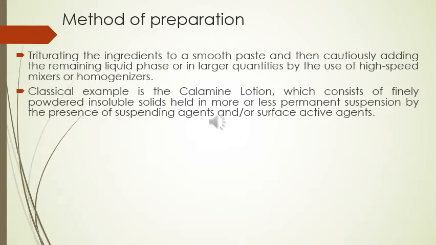Next, we come to the method of preparation of lotion. Lotions are prepared by simple trituration of ingredients to form a smooth paste, then cautiously adding the remaining amount of the liquid phase, and finally mixing it with high-speed mixers or homogenizers. The classic example of lotion is calamine lotion, which consists of finely powdered insoluble solids forming a more or less permanent suspension, which may be reconstituted by shaking because of the presence of suspending agents or surface active agents in it.